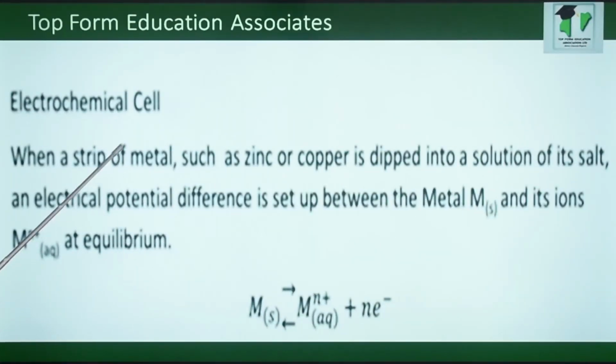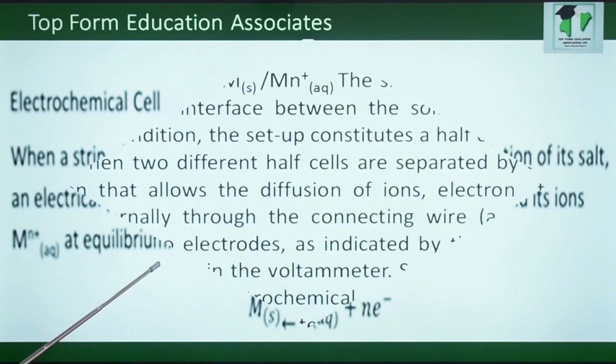Electrochemical cell. When a strip of metal such as zinc or copper is dipped into a solution of its salts, an electrical potential difference is set up between the metal and its ions at equilibrium.